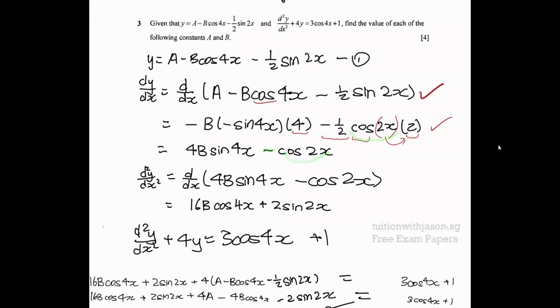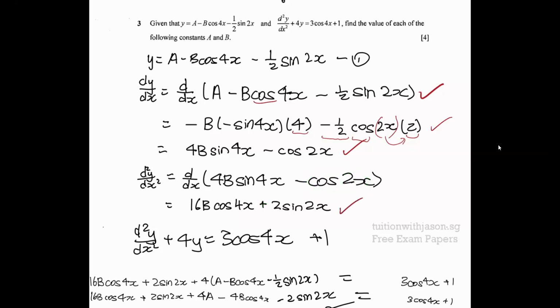Then d²y/dx², this one you just have to differentiate another time. If you differentiate 4b sine 4x, you keep the 4b, differentiate sine 4x to get cosine 4x, and differentiate the 4x to get a 4. 4 times 4 gives you that 16. Okay, good. The sine, leave it alone first. Differentiate cosine 2x, you get negative sine 2x. Then differentiate the 2x, you get a 2. So negative gives you positive. That's how you get the answer here.